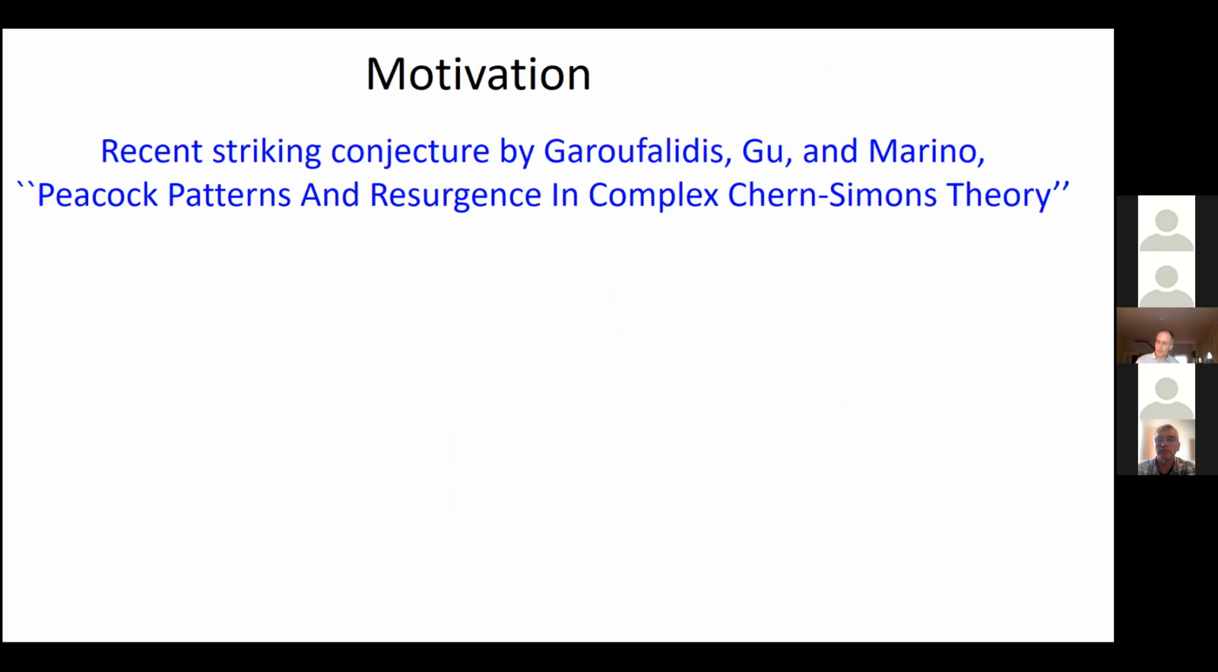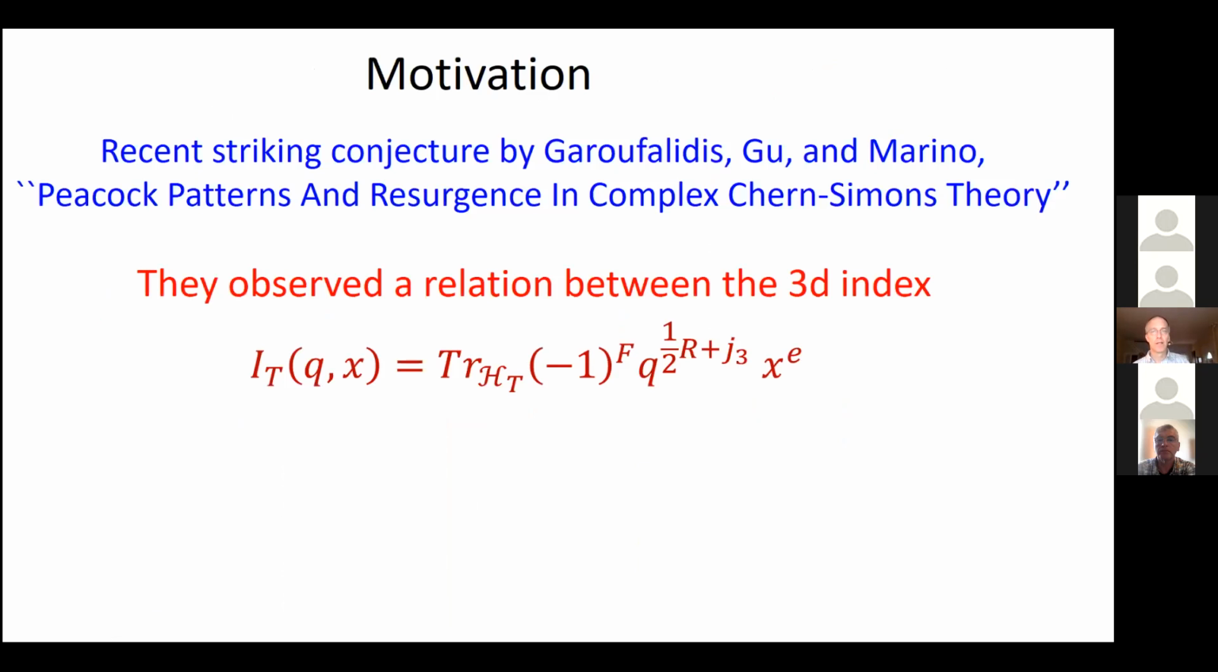So the motivation for what we did is a recent striking conjecture by Garoufalidis, Gu, and Marino in a paper called Peacock Patterns and Resurgence in Complex Chern-Simons Theory. They observed a remarkable and unexplained identity between some Q series or QX series. On the one hand, it was the Witten index, or the character-valued Witten index, of a certain three-dimensional supersymmetric quantum field theory.